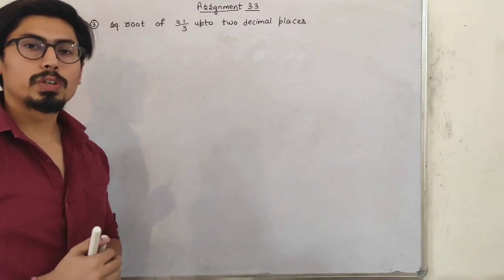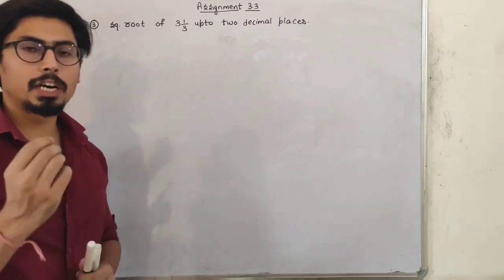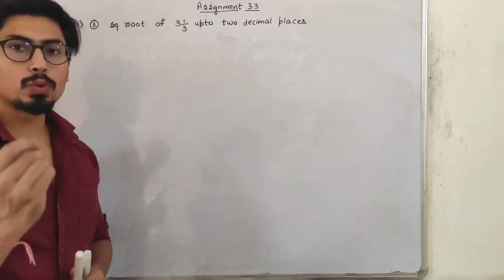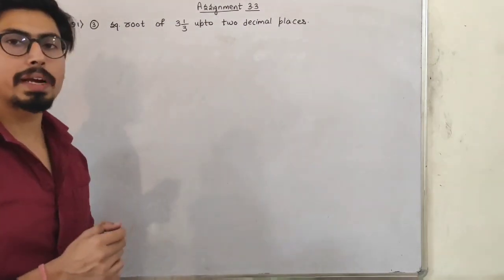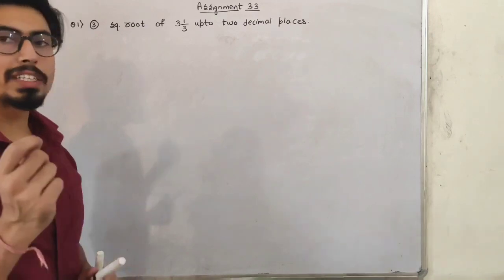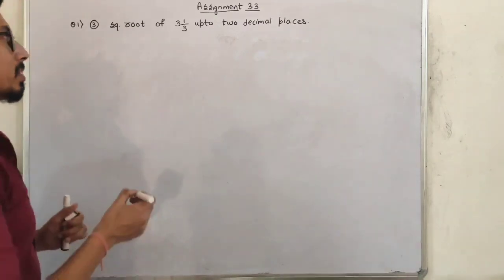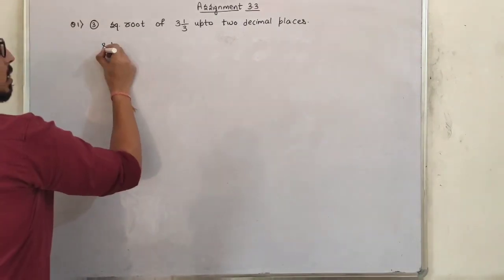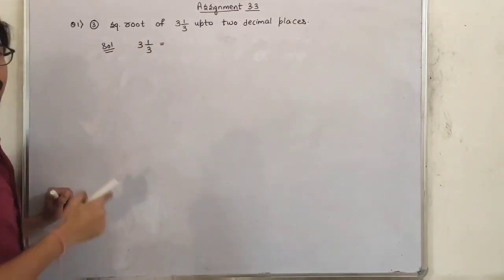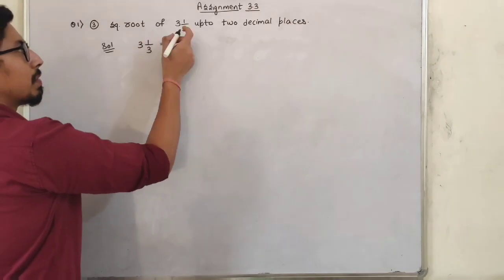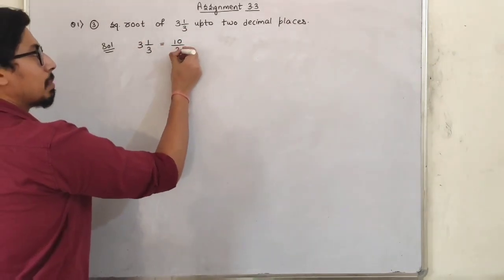Okay. Now students, in our question number first, third part, we have to find the square root of 3 and 1 by 3 up to 2 decimal places. Okay, students. So this 3 and 1 by 3 can be written as 3 times 3 is 9 plus 1, 10. So it can be written as 10 by 3.